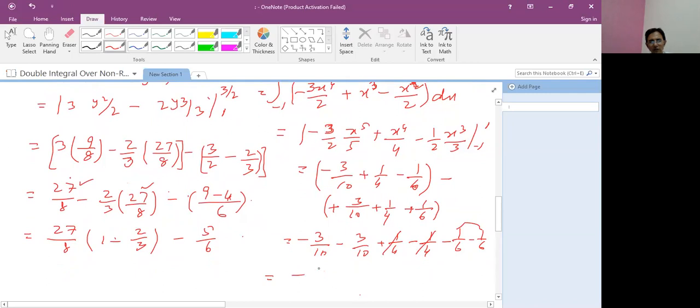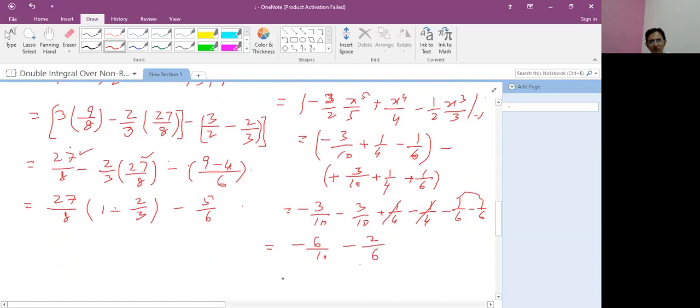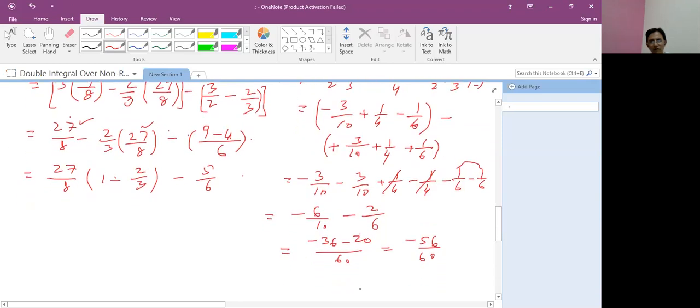Minus 3 over 10 minus 3 over 10 means minus 6 over 10, and minus 2 over 6. If we take LCM, for example, the LCM is 60, so it means 10 into 6 is 60, minus 36 and minus 20, so it is minus 56 over 60. If you divide it by 4, it means minus 14 over 15. So it will be your answer for the type 1 region.